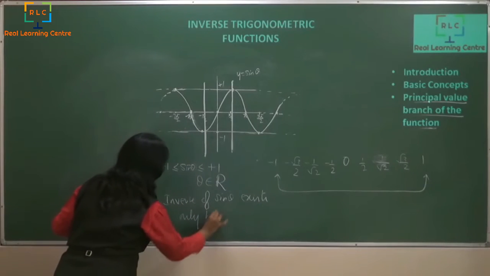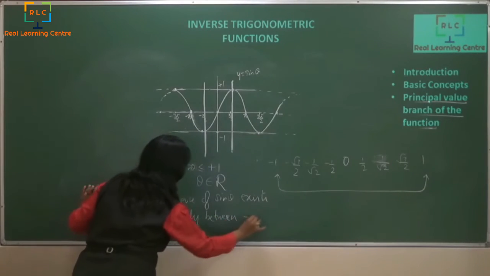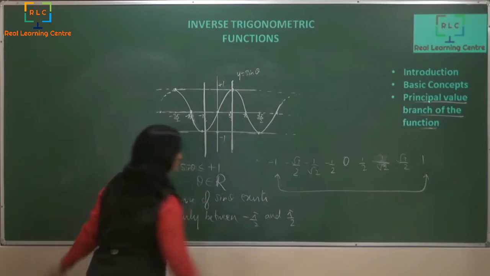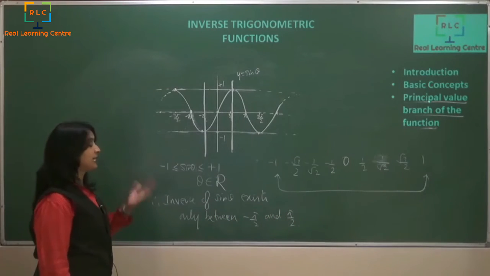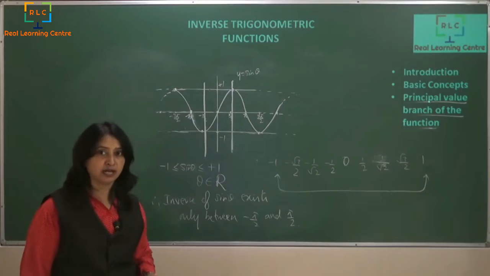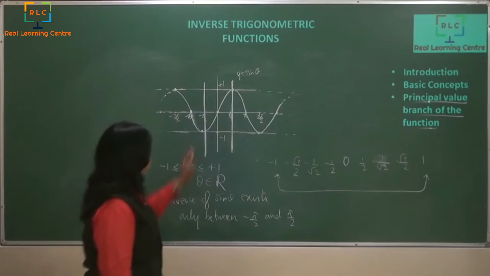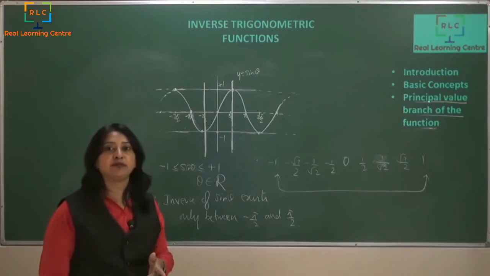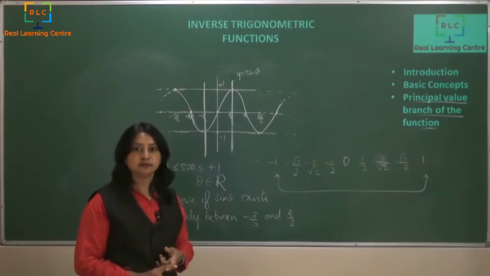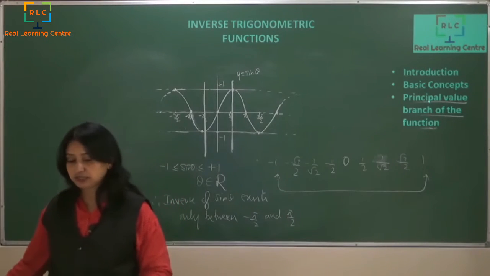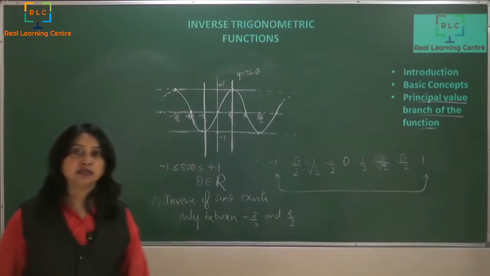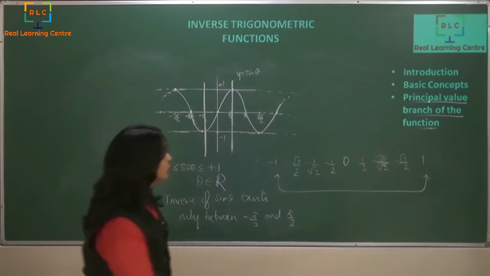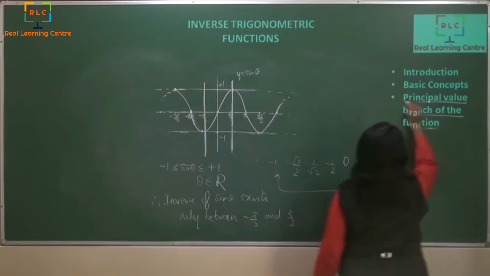only between minus pi by 2 and plus pi by 2. So when I am taking inverse functions, I have to take the graph only between minus pi by 2 and plus pi by 2, wherein my values also will be lying only between minus 1 and plus 1. Now this was how I am getting the inverse function and why the conditions are there. And so these are called the principal value branch of the function.